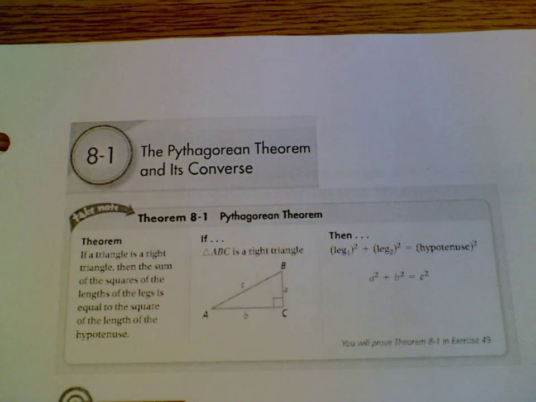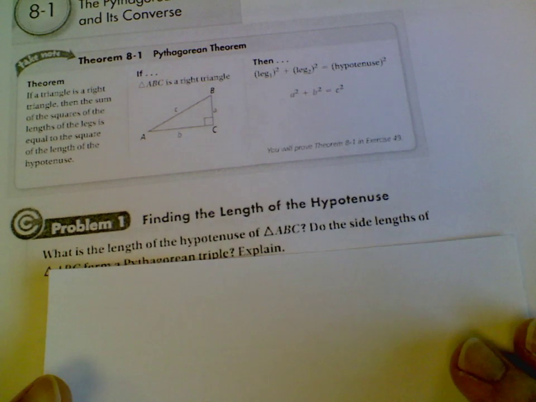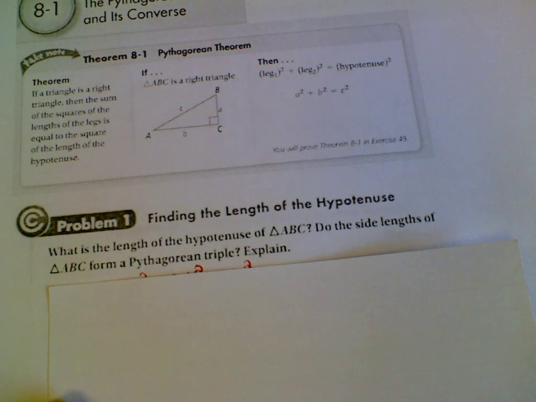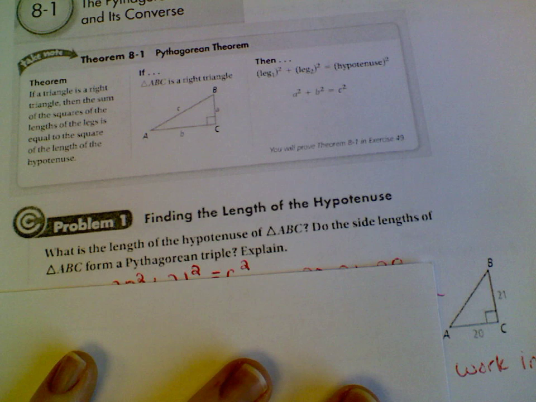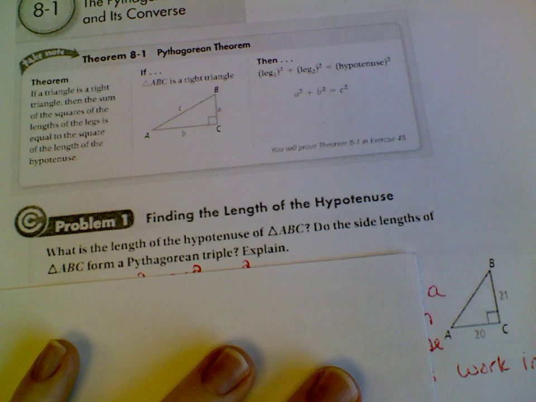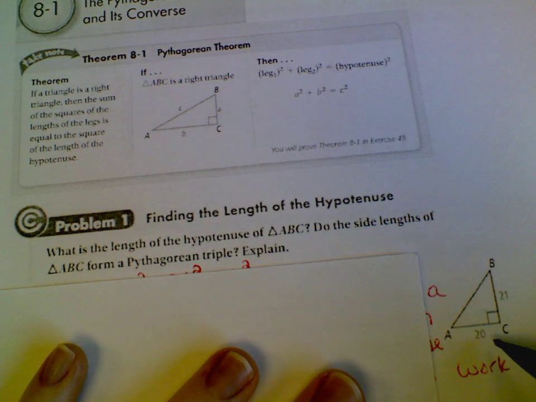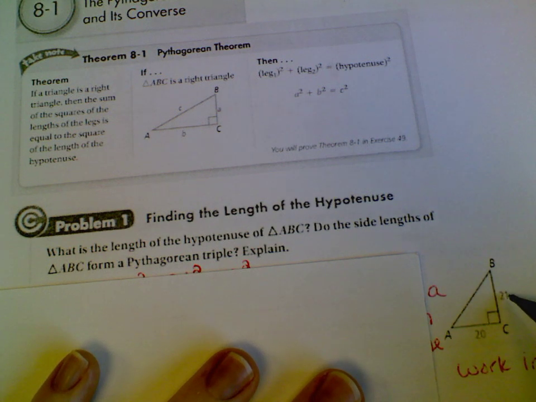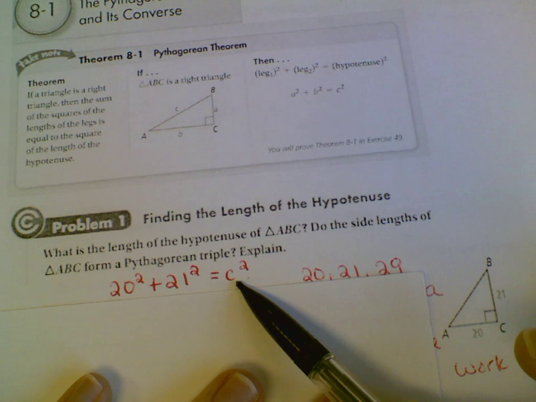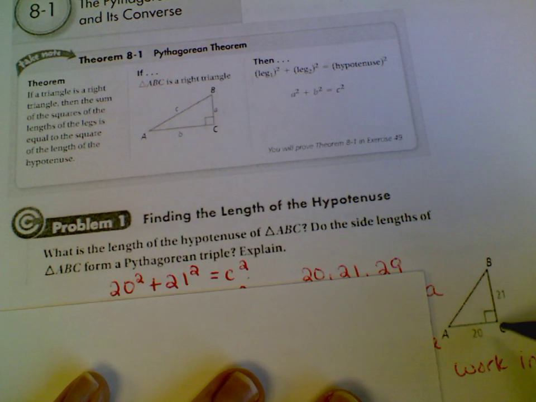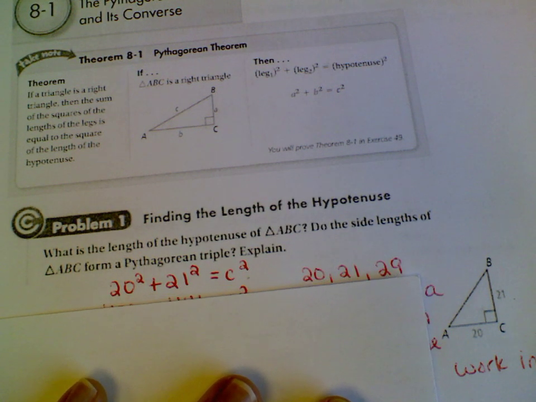So we're just going to apply that theorem here first. The first question is asking, what is the length of the hypotenuse of this triangle? And then, do the side lengths form a Pythagorean triple? We would want to plug these numbers into the a squared plus b squared equals c squared formula. So I would plug in 20 as a and 21 as b, and I don't know c, so I left it as that. You could switch these around, so it doesn't matter which one you use as a or b, as long as you put in the legs for a or b.